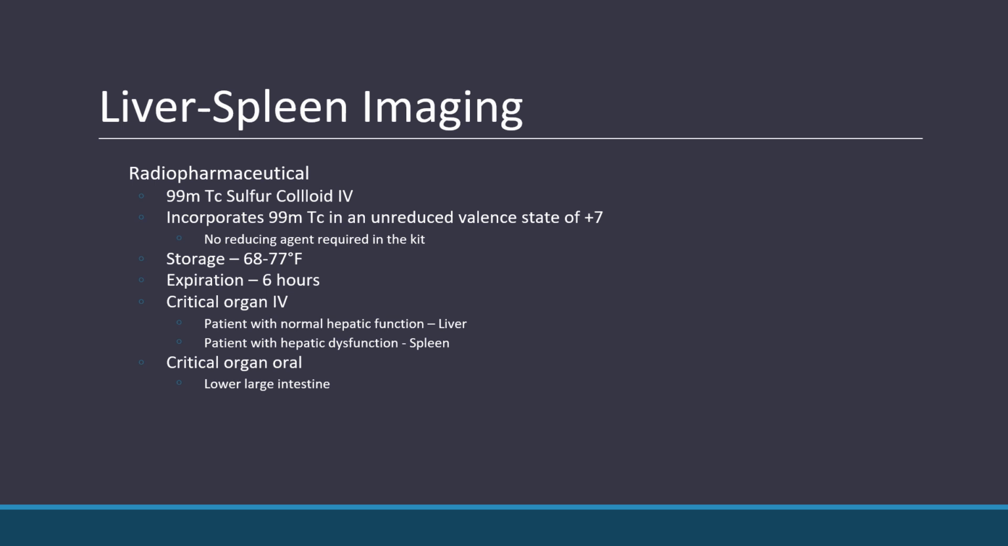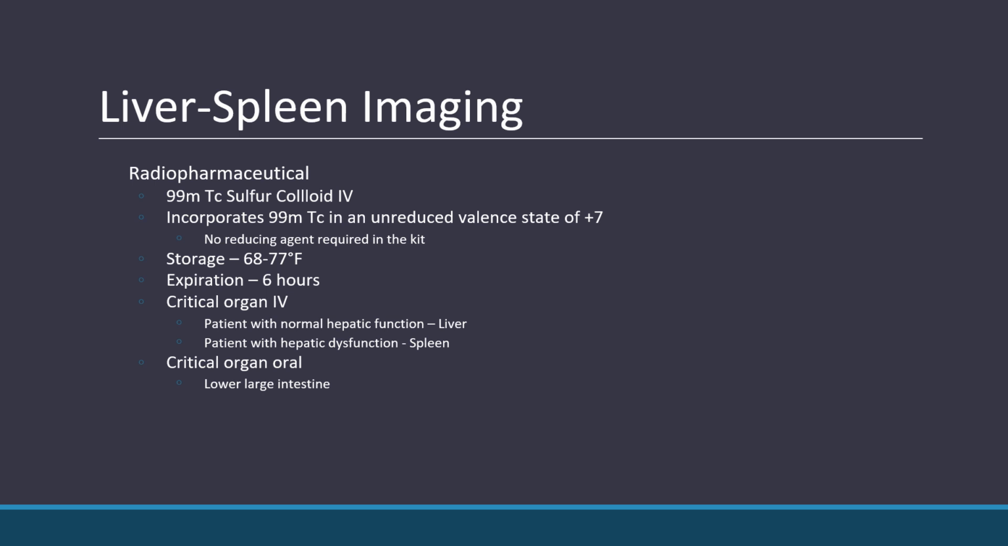Because of that, there's no reducing agent required in the cold kit. It's stored at room temperature. It expires within 6 hours. The critical organ, when it's administered IV in patients with normal hepatic function, will be the liver. In patients with hepatic dysfunction, it will go to the spleen. So the critical organ will change a little bit with pathology, but whenever sulfur colloid is injected IV, it goes to the liver, spleen, and bone marrow, and typically the liver would be the critical organ and get the most of the activity.